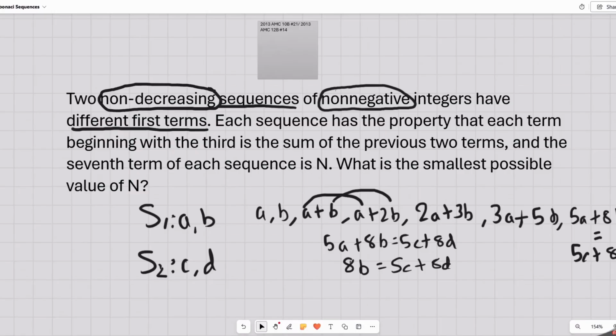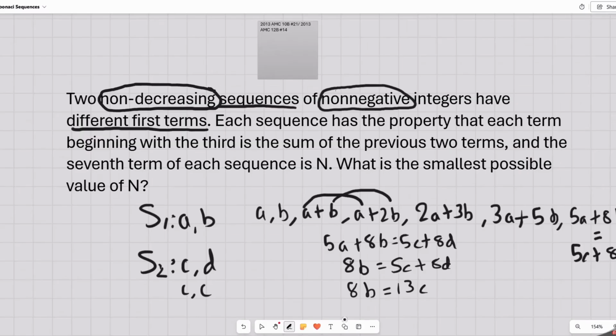Now here, nowhere does it say that a sequence cannot have the same first two terms. It does not say that. It just says both sequences have to have different first terms. So for sequence 2, let's assume for simplicity's sake that the first two terms are both C. That simplifies things a lot more here. We can say that 8B is equal to 13C. This is because if both of these are C, you just add up the coefficients.